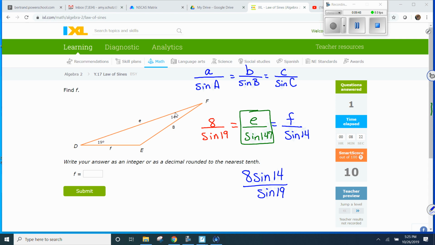So if I calculate that, 8 times the sine of 14, and I divide by the sine of 19, I get an answer of 5.9446. We want it rounded to the nearest tenth. So that's just going to have a value of 5.9. Oh, and I need to type it in the right spot. 5.9.